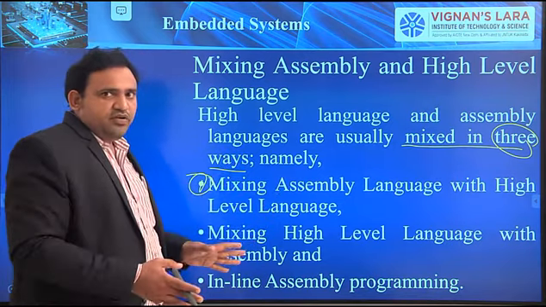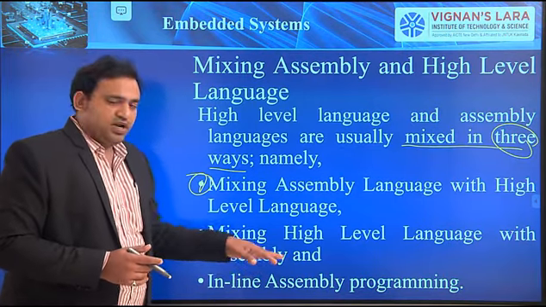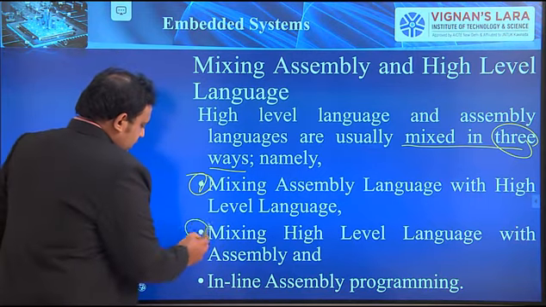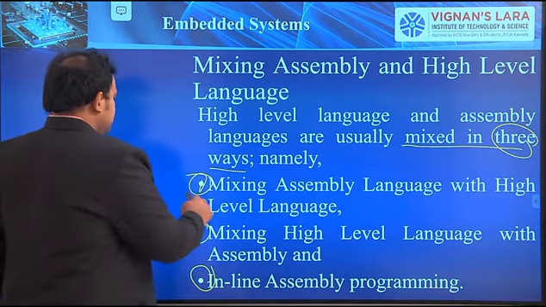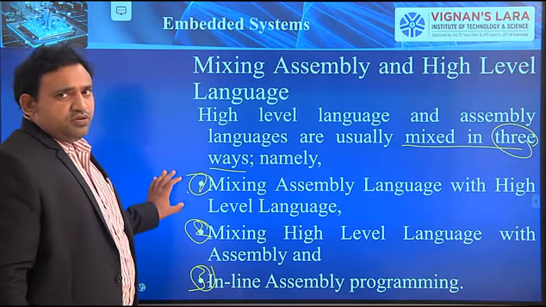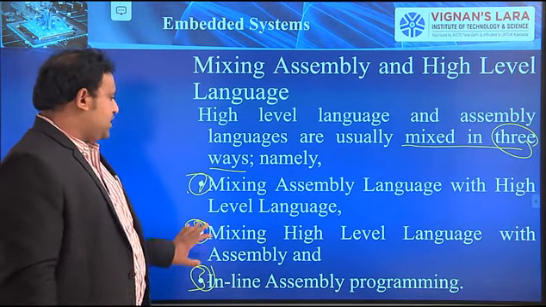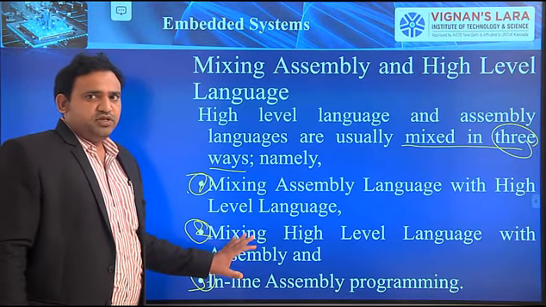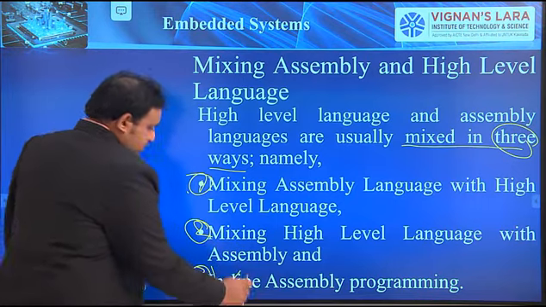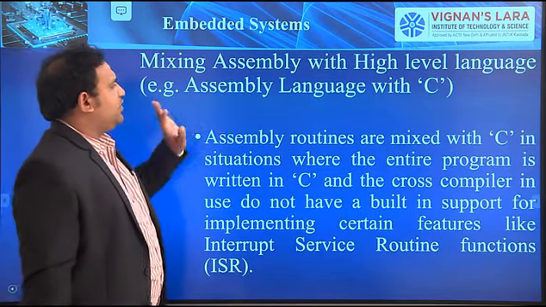So mixing assembly language with high level language, the code is in assembly language and we are mixing in the high level language. Mixing high level language with assembly language is similar. Next, third one is inline assembly. I will go through this. First one, the code is in high level language and we are including some assembly level language. Second one, the code is in assembly level language and we are including some high level language. Third one is inline assembly. We will go through this inline assembly programming. That is first one, mixing assembly with high level language.